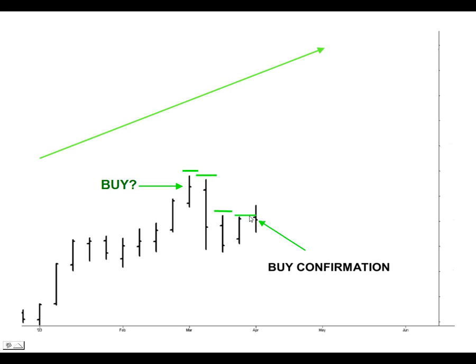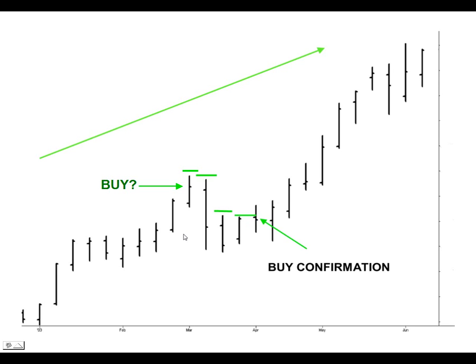Now we're not concerned with closing above. We only want to trade 1 to 5 ticks above. So there's your buy confirmation. This is why we call it a confirmation method, because we're confirming that the sell-off or pullback is over and that we're off to the races.